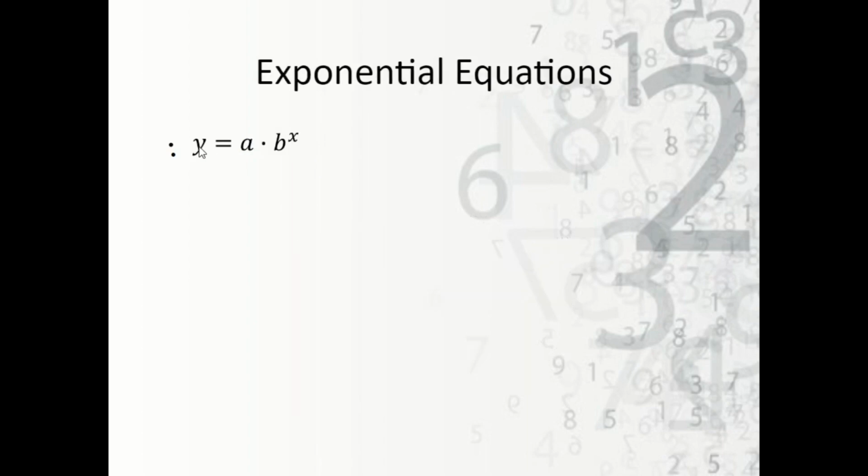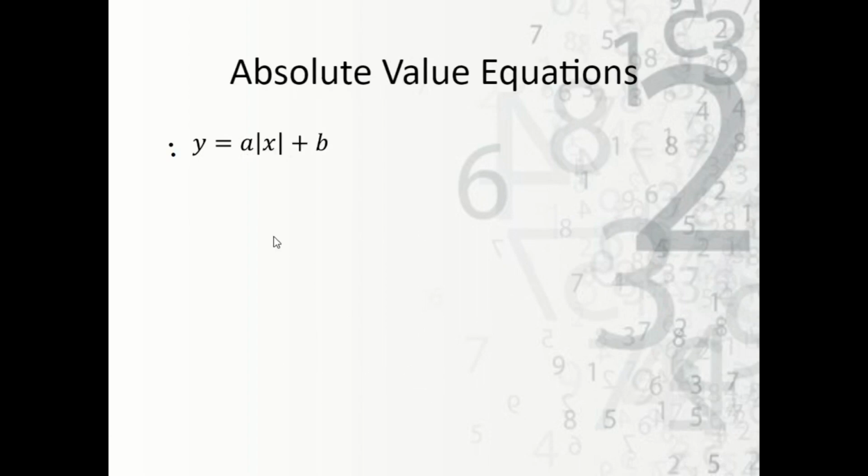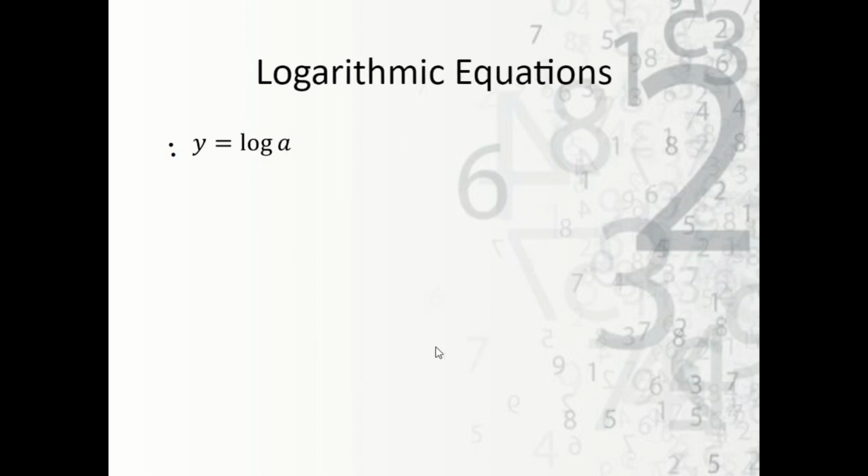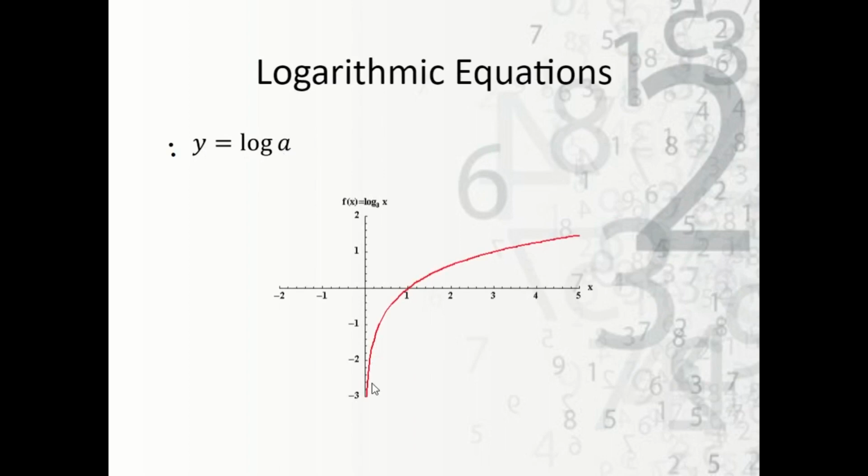Exponential equations come of the form y equals a times b to the x, and it forms this curved shape like this. Absolute value equations come of the form y equals a times the absolute value of x plus b, and it forms this V shape. Logarithmic equations look like y equals log of a, and it should look like this, some kind of curve like this. Notice the difference between a log equation and an exponential equation is that the asymptote for a log goes vertically, and the asymptote for an exponential function goes horizontally.